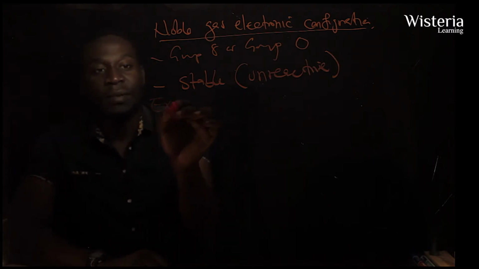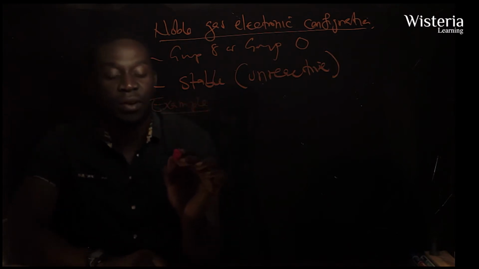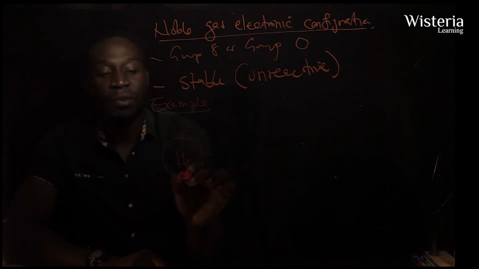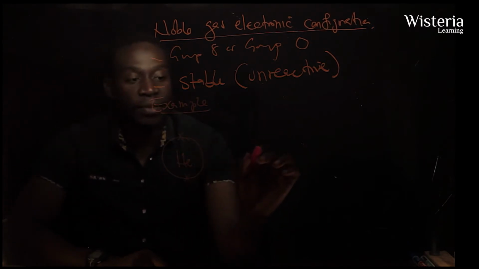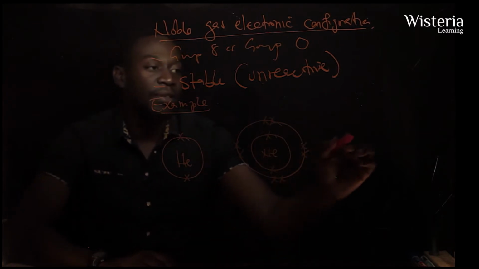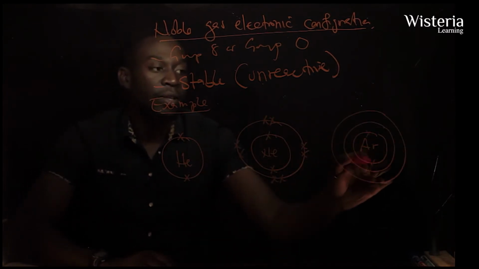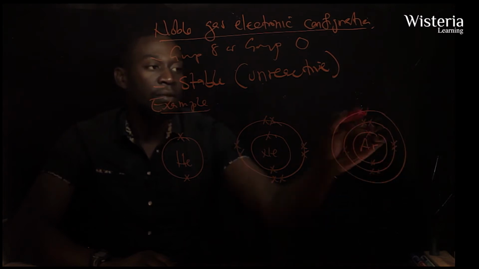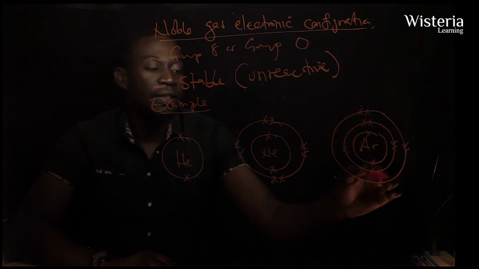So let's look at examples of this. The first one we're going to look at is helium. Helium has got only 2 electrons. The next one is neon, which has got 8 electrons in the outermost shell. Then I've got argon, which has got 18 electrons, so I've got 8 electrons in the last shell.